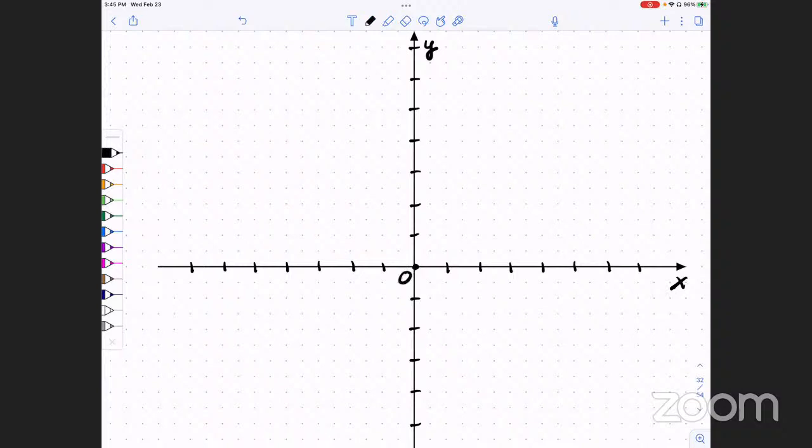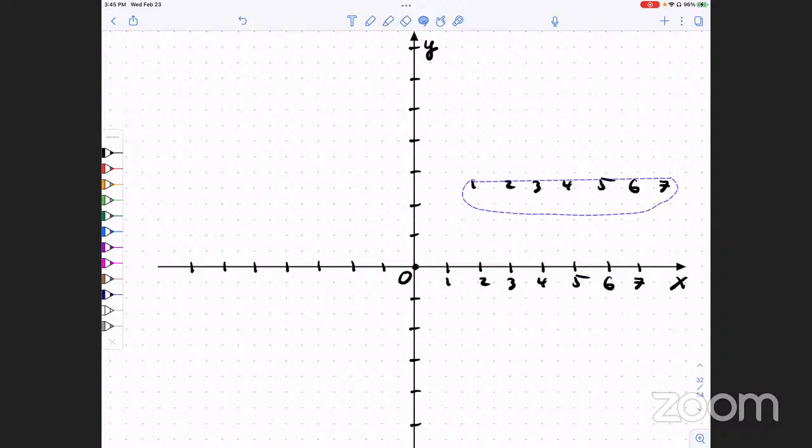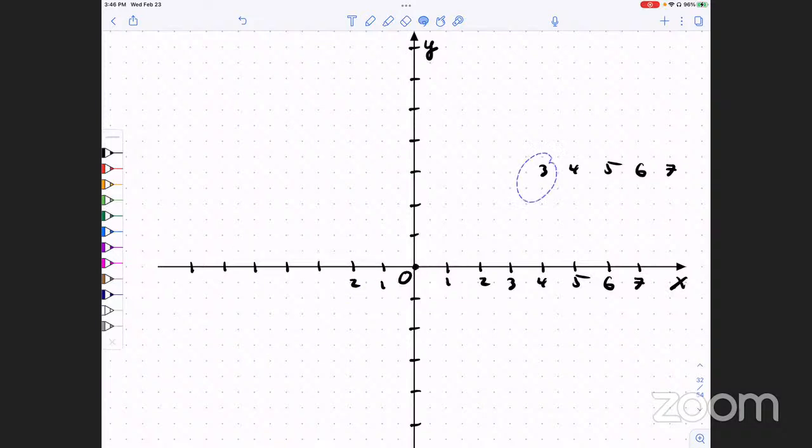So this was our origin. We counted this as 1, 2, 3, 4, 5, 6, 7. I don't know if that's any easier. We can try it. Copy and paste. 1, 2, 3. Okay. These are negative.